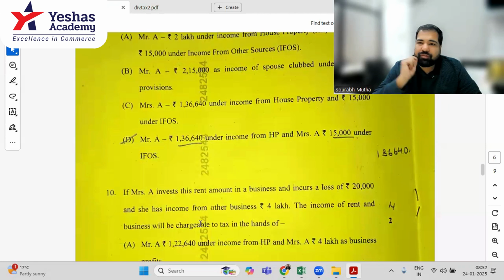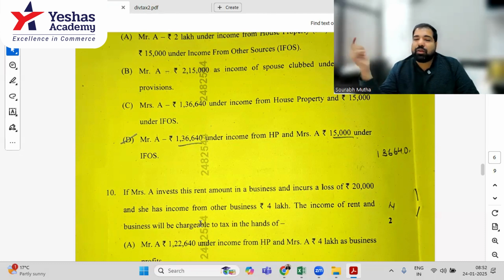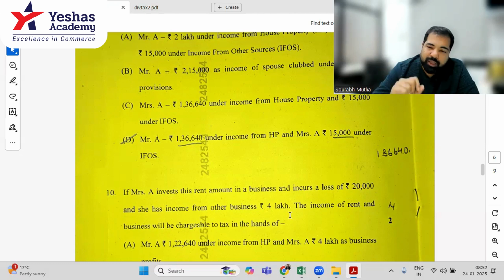Next, if Mrs. A invests the rent amount in a business, so basically she's not putting it on an interest, she's putting it in a business and having a loss of 20,000. Even this is accretion to income. The husband gave a house property. From that rental income, that's first level of income. Then business, and the next one is second level. This will not go back. So this 20,000 loss will remain with Mrs. A. And she has income of 4 lakh. So 4 lakh minus 20,000, 3 lakh 80 will be her income.